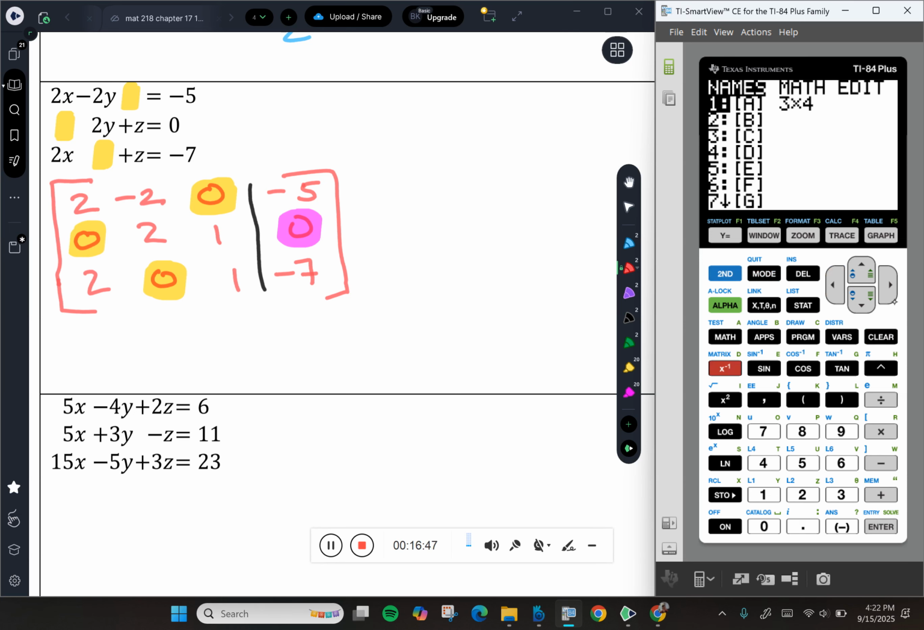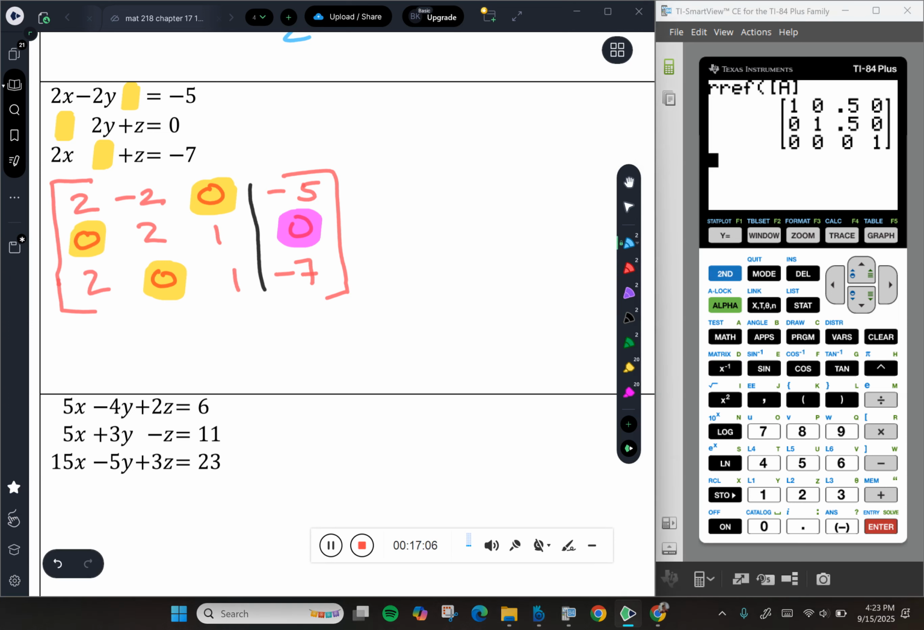Back to matrix, over to math, scroll till I find RREF. I actually scrolled up because it's closer to the bottom than it is to the top, to get me there faster, but you can scroll down too. I'll grab matrix A and press enter and I get that. Okay, I'll go ahead and copy that matrix down in reduced row echelon form.